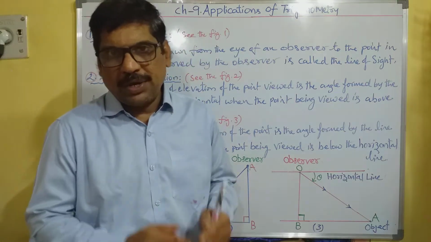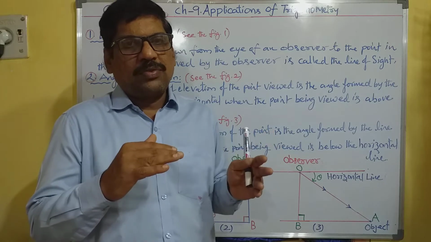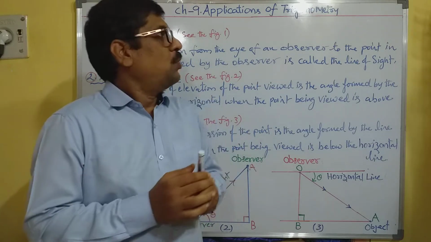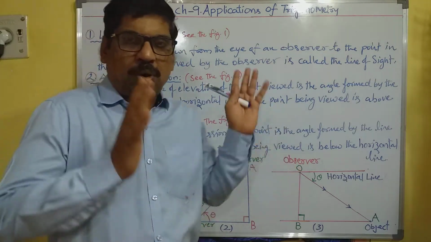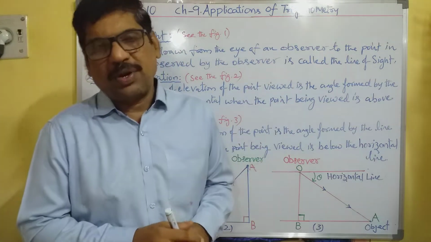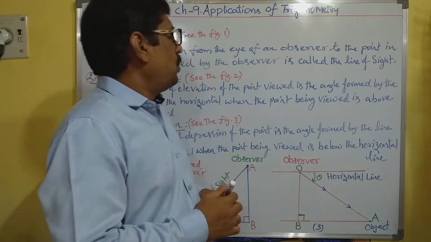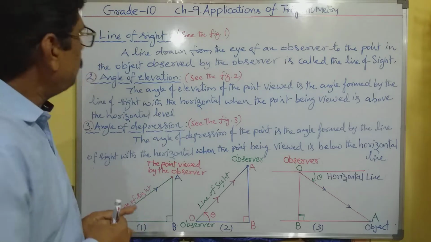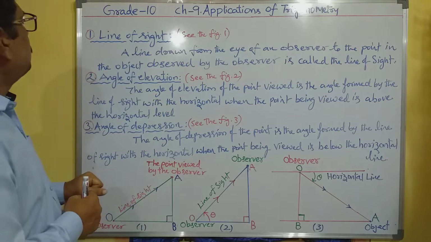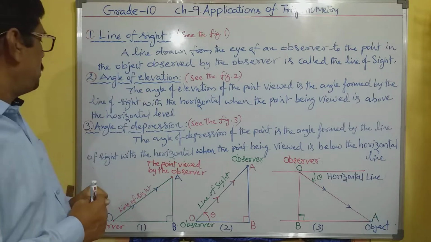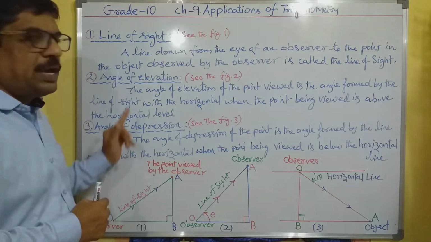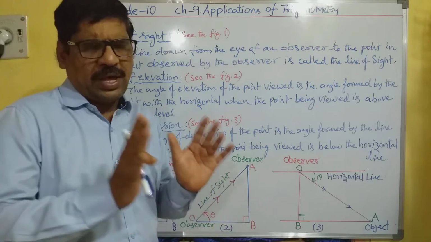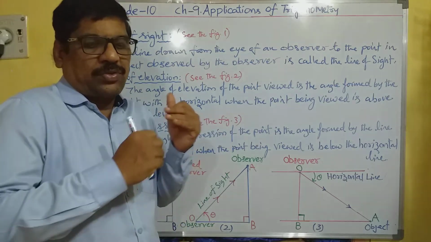Before we get into the problems, let us revise some basic points which are very useful for the problems in the applications of trigonometry. Now look at the board. Here there are three definitions: line of sight, angle of elevation, and angle of depression. We have already discussed these points in the earlier class. Let us discuss once again.